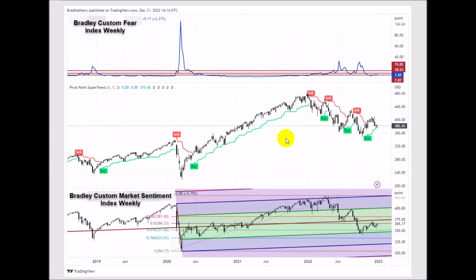Next, we have the fear index. This is a general market trend. We're slightly elevated on fear. Above 7 is a higher fear level. Above 10 or 11 is the next highest level. And then, of course, we start getting into the extreme fear. We're not seeing extreme fear yet.